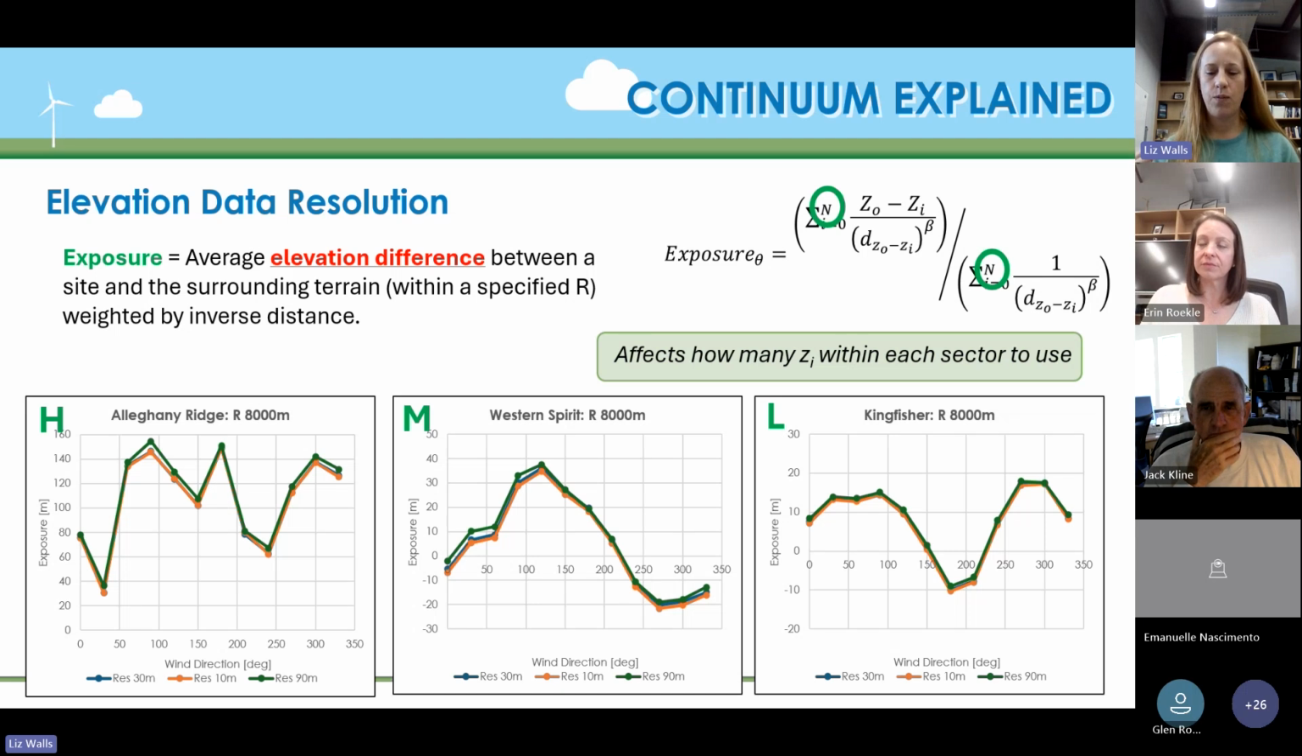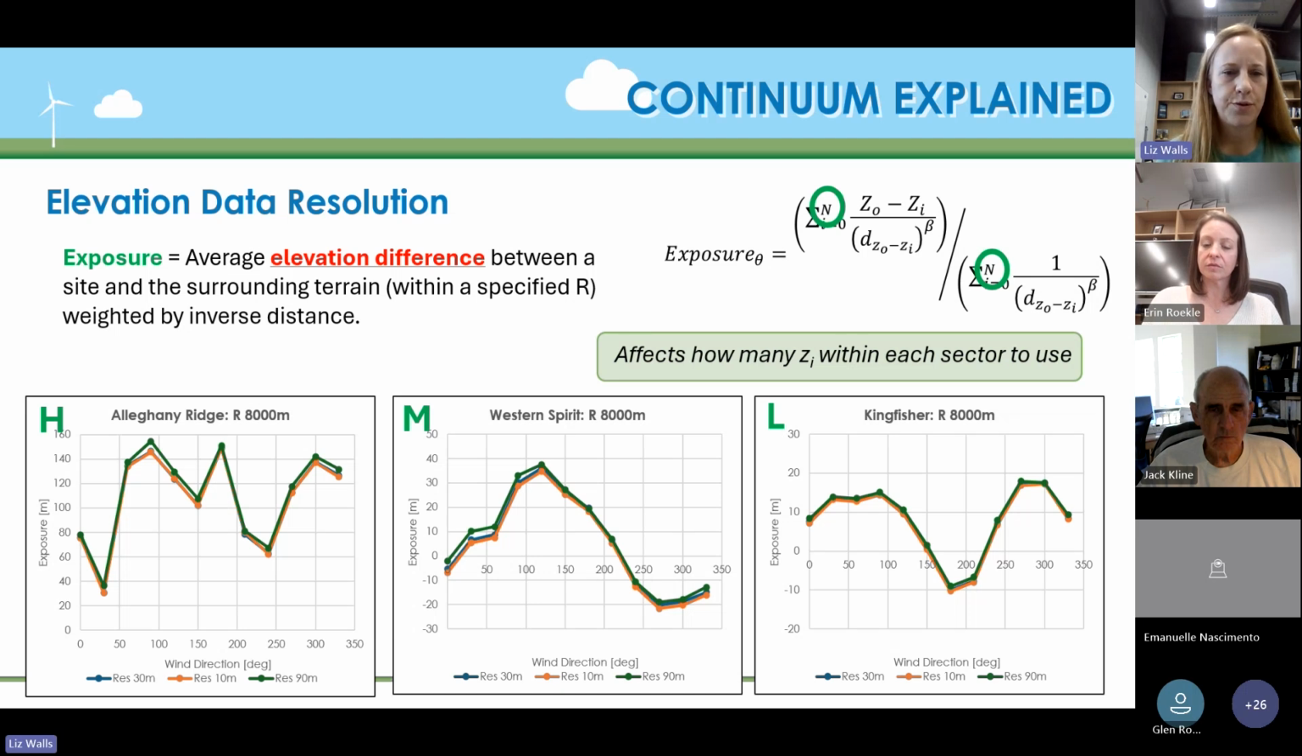With a finer resolution of 10 meters, you're going to have a lot more data points, right? With 90 meter resolution, you'll have a lot fewer. But let's see how that affects the overall calculated value. And it turns out it doesn't make that much of a difference. So these are the results from Allegheny Ridge. Again, exposure on the Y, wind direction on the X. And we're showing the results using 10 meter, 30 meter, and 90 meter resolution for our topography or elevation data. As you can see, there are some slight differences with the 90 meter, but generally they're very consistent.